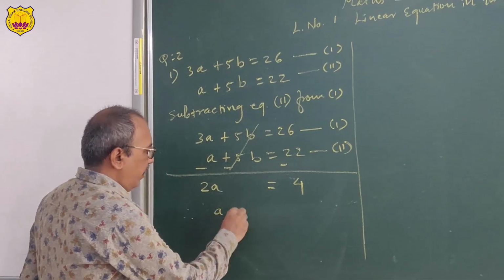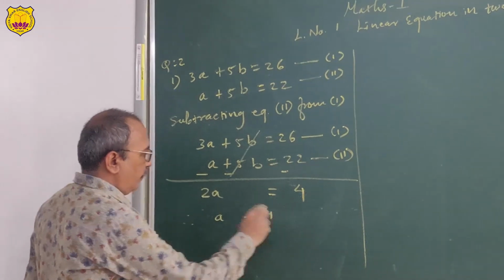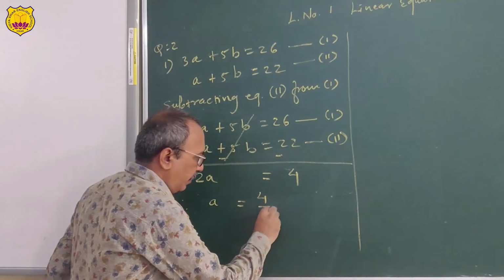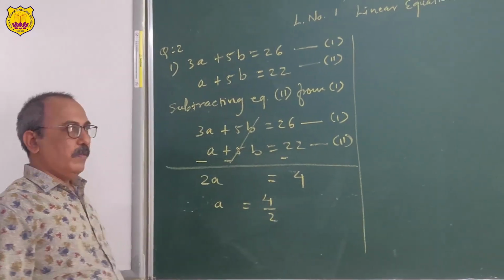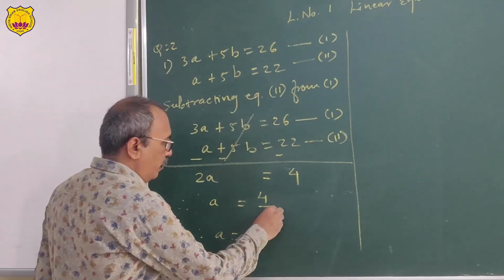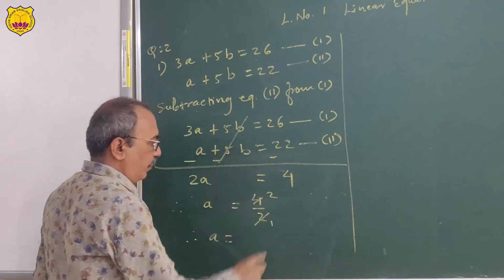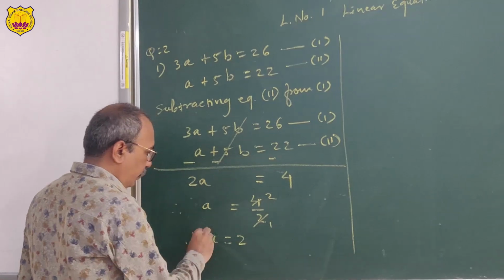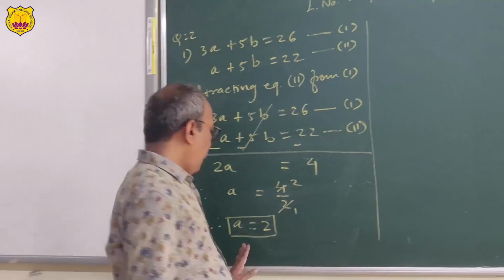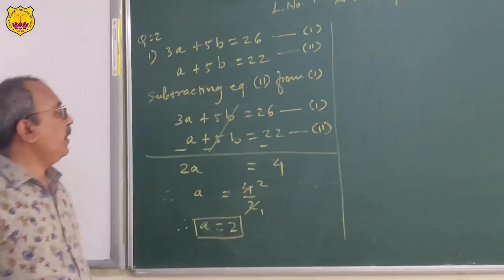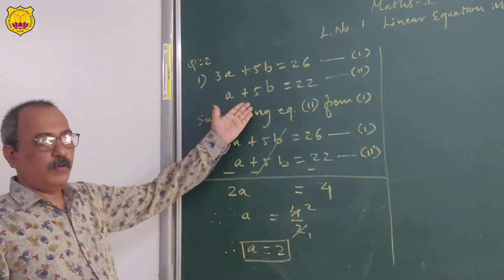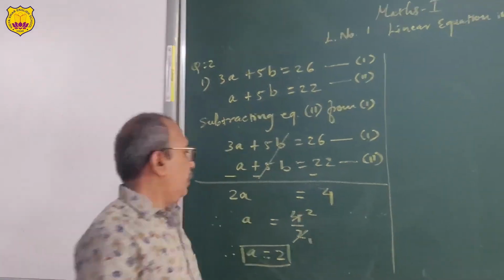Now, here 2a is equal to 4, this 2 will be shifted in denominator as we are changing from left side to right side. Here 4 upon 2, 2 twos are 4. So here we got value of a as 2. Now this value will be substituted in any of the equation. You can take equation 1, either 1 or 2, any one you like.